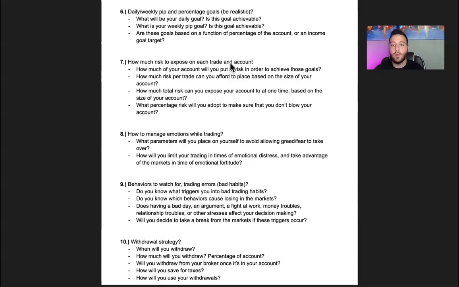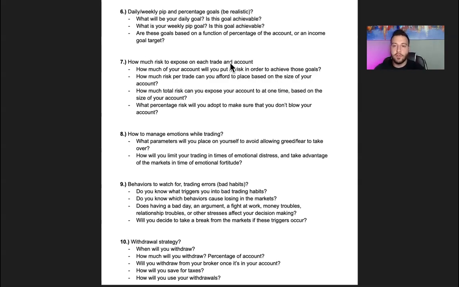Number 9 goes hand in hand with number 8, behaviors to watch out for. These are things that you know about yourself that cause you to create problems for your trading. Once you identify these key things that are holding you back, you want to be very mindful when they show up in your trading. If your consistent bad habits are showing up in your trading, they're going to end up ruining your ability to trade in a comfortable and effective way.